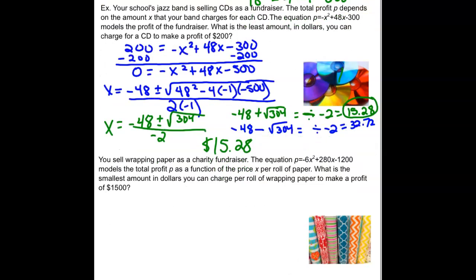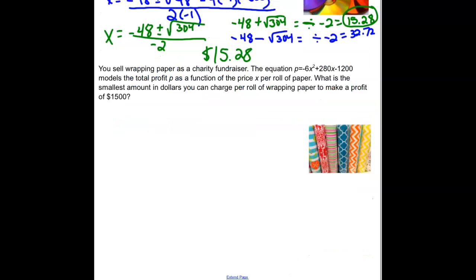All right, let's try another one. This time we're selling wrapping paper. And our equation is P equals negative 6x squared plus 280x minus 1200 to model the total profit as a function of the price x for each roll of paper. What is the smallest amount in dollars that we can charge per roll of wrapping paper to make a profit of $1,500?